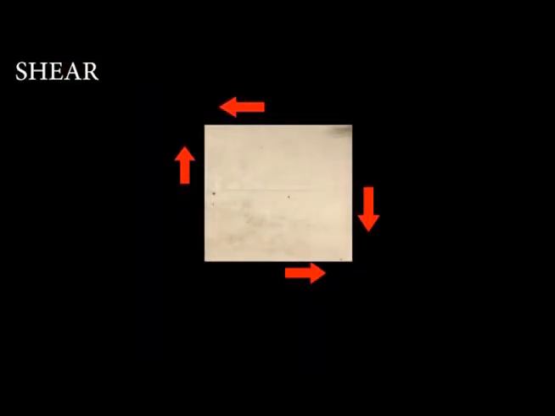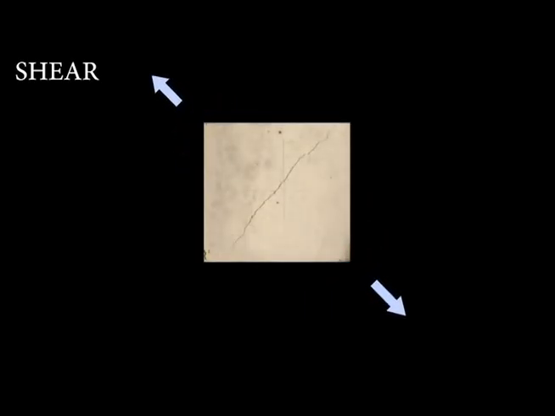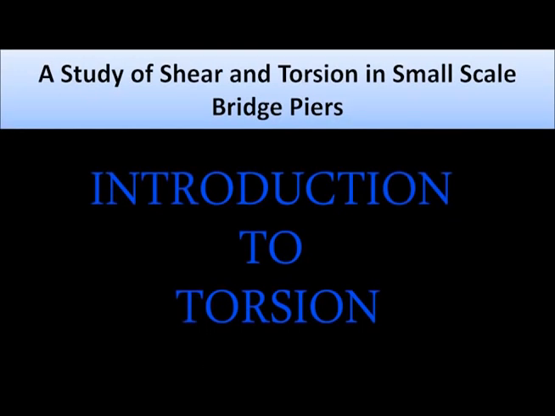The effect of this deformation creates tensile stresses that tend to crack concrete, which is much weaker in tension than in compression. Shear stresses act along a line that is typically inclined at approximately 45 degrees to the longitudinal axis of the pier.